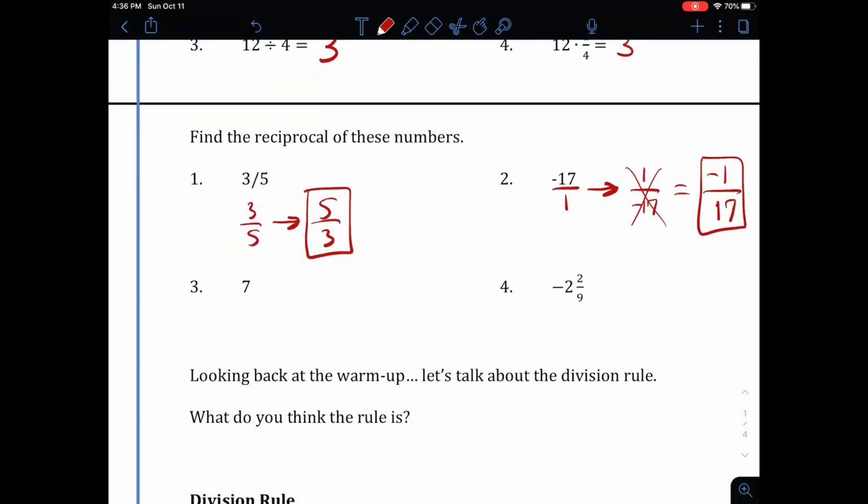All right, number 3, we have 7. Well, it's a whole number. So every whole number you can put over what number? You can put it over 1. So 7 over 1 becomes 1 over 7.